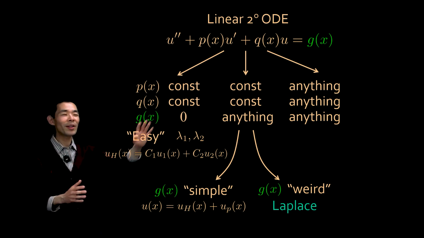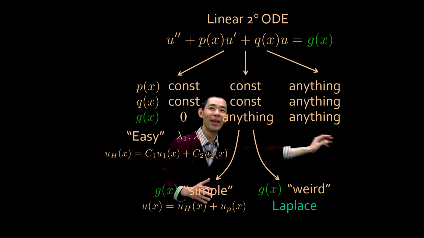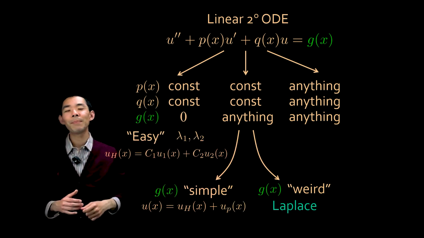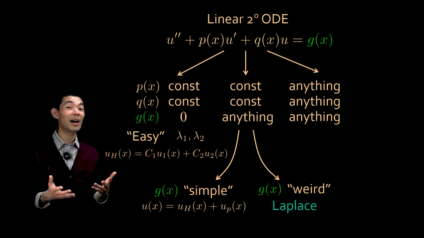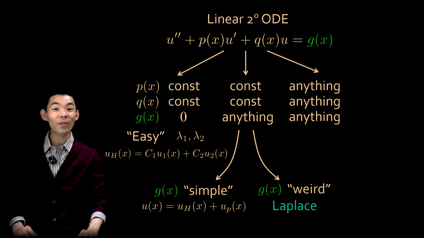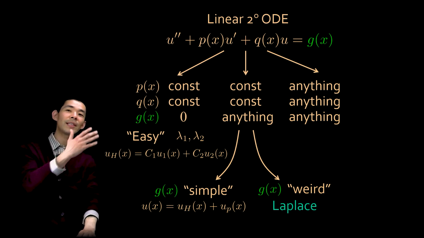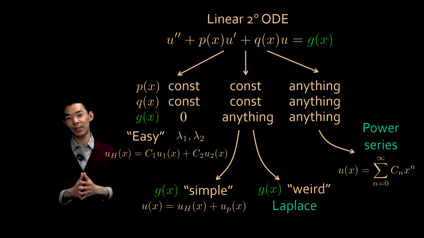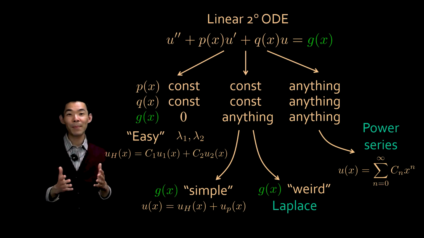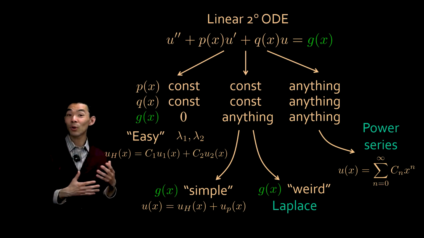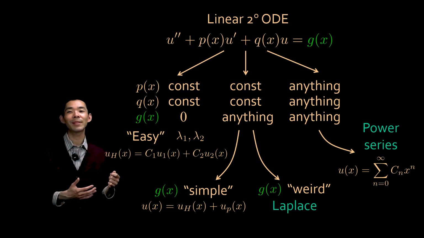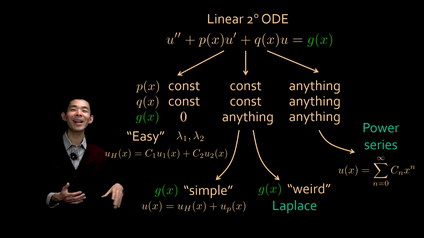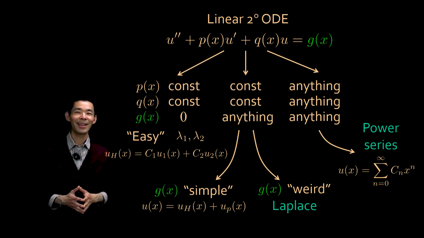Now, the hardest case, over on the right-hand side, is when p, q, and g can be any arbitrary function of x. Over there, we can't use this easy approach that you see on the left-hand side. We need to use a technique called the power series, which is an infinite summation of some coefficient c sub n times a polynomial function x to the n power. We're going to cover that right after this chapter in this lecture right here.